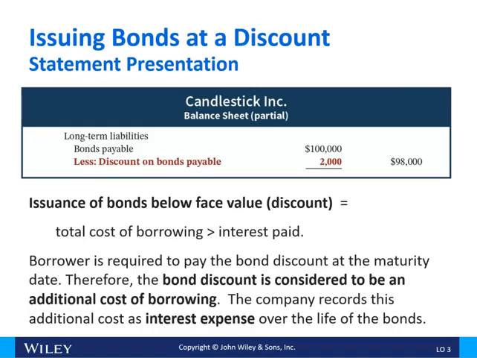Our total cost of borrowing is going to be more than our interest paid. So the borrower is required to pay the bond discount at the maturity date. Therefore, the bond discount is considered to be an additional cost of borrowing. The company records this additional cost as interest expense over the life of the bond. How do we calculate the total cost of borrowing?